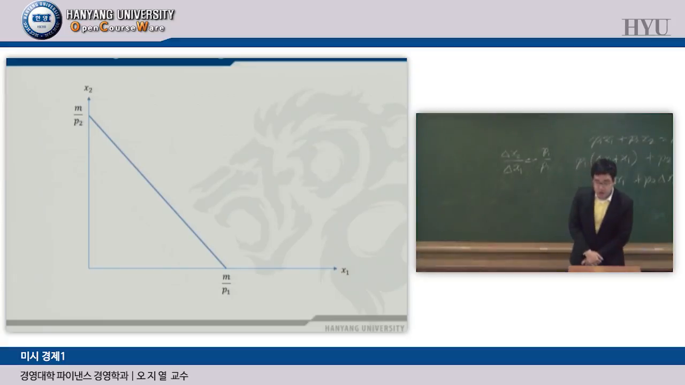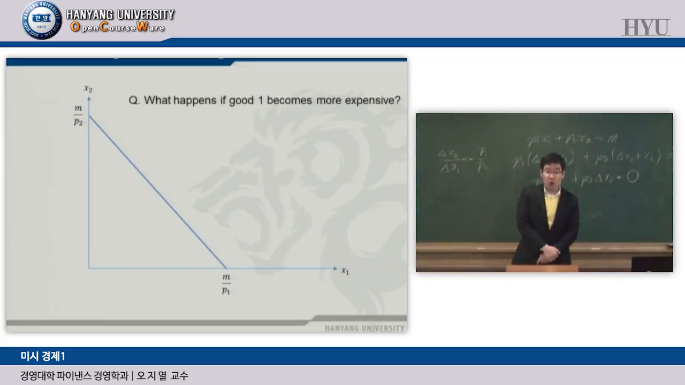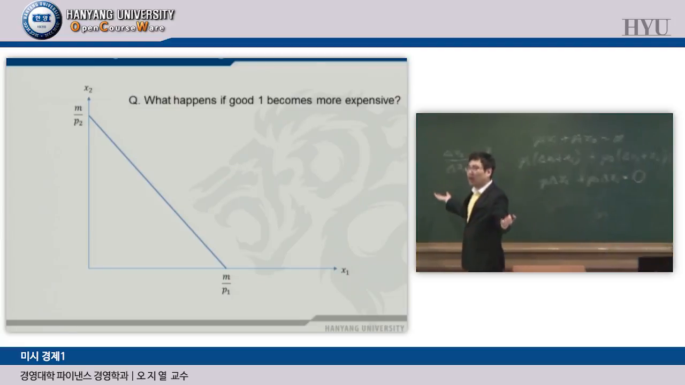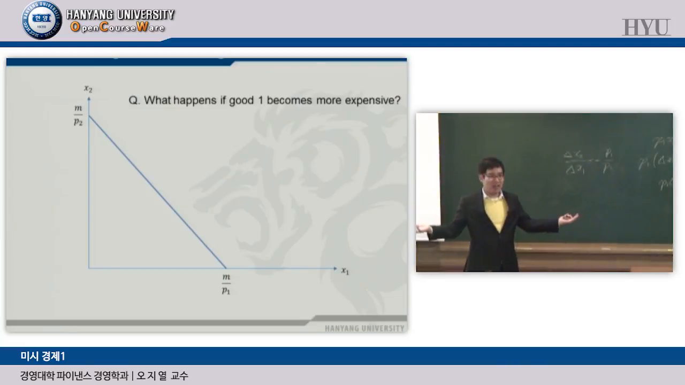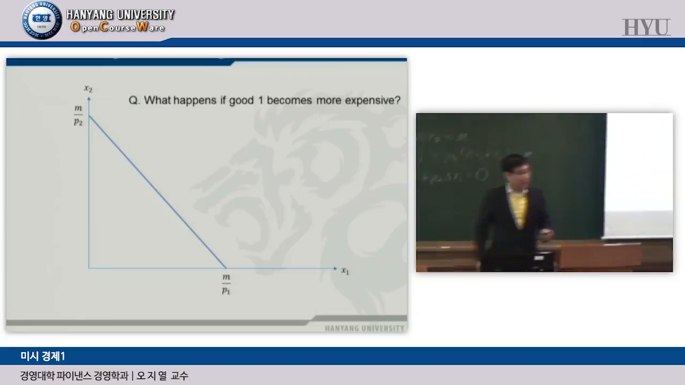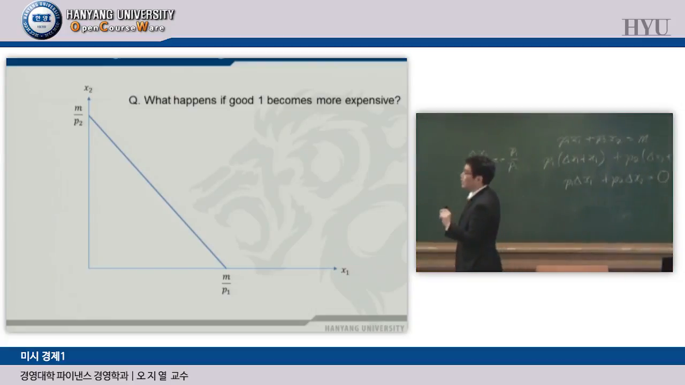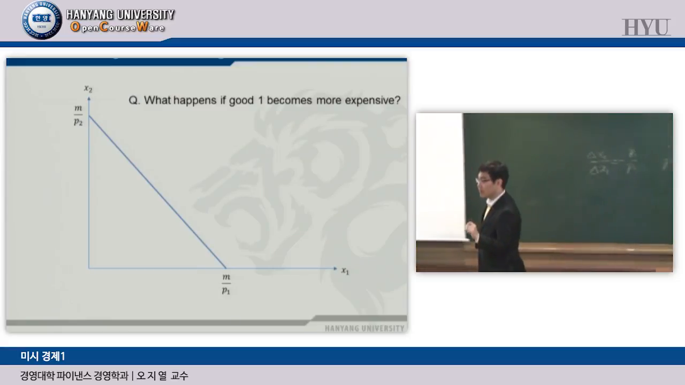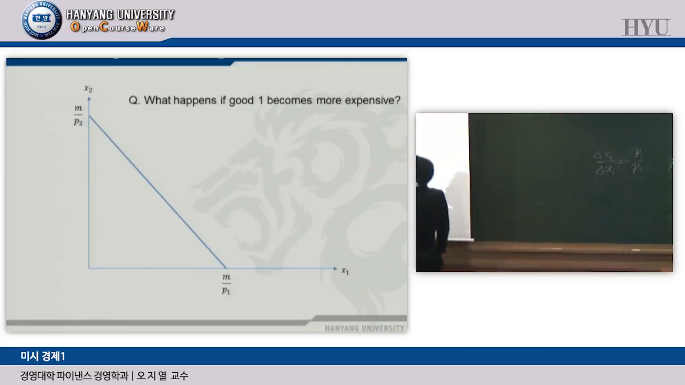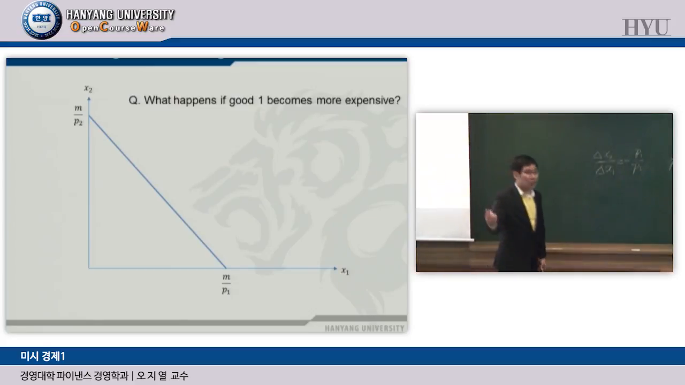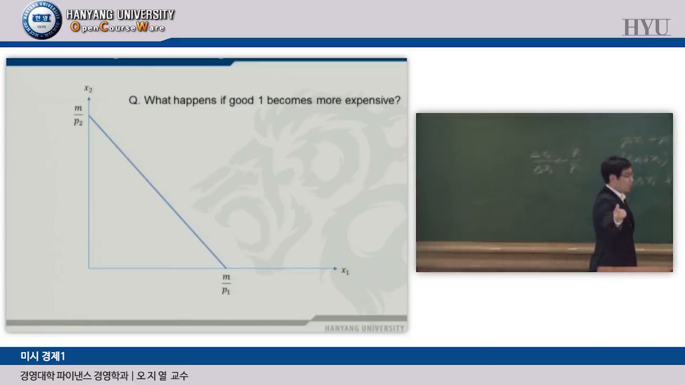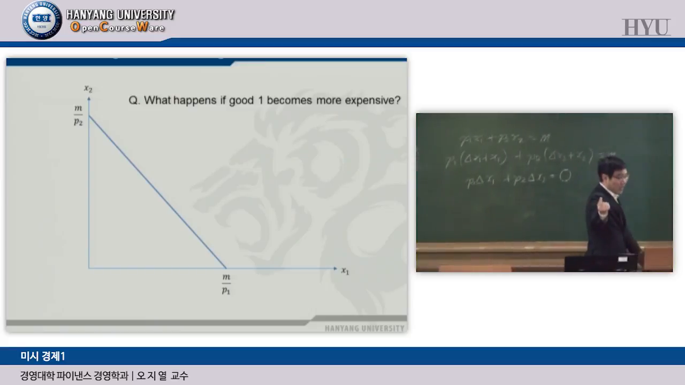What about if good 1, beer, becomes more expensive? Suppose that the government taxes beer really heavily. Exactly. But one thing wouldn't change. What wouldn't change? M over P2. In other words, the intercept. If you're living only on chicken, the price of beer is irrelevant to you, okay?